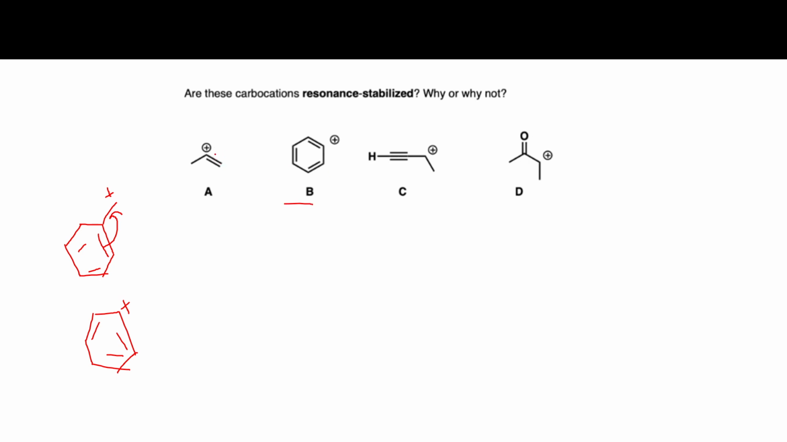This case also has no stabilization by resonance, but here the empty p orbital is like this, so that will stabilize. There will be no double bond. If there were a double bond like this, that would stabilize your carbocation. But due to this electronegative oxygen, which does not share its electron at all, it does not stabilize your carbocation.